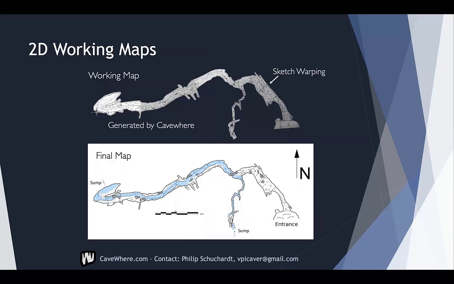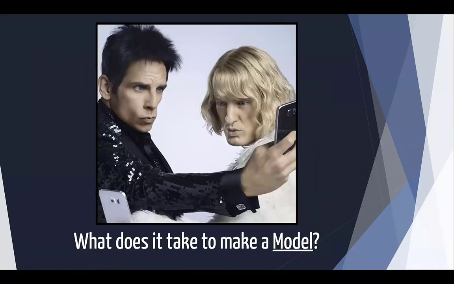Anyways, back to this. Once you have your working map, you can export it to a piece of paper. You can import that into something like Illustrator or Inkscape, and you can generate a final map off of this. So this is an example of where I had a working map generated by CaveWhere and produced a final map off of the CaveWhere drawing.